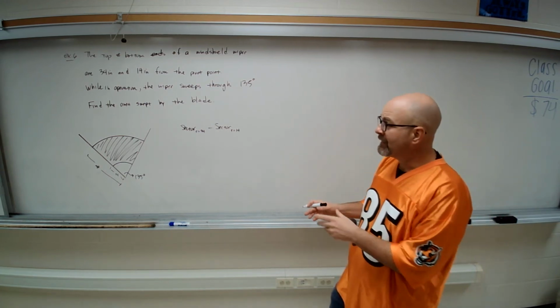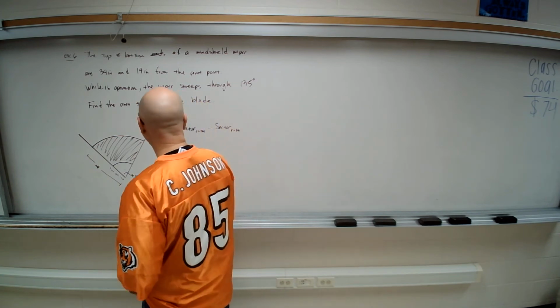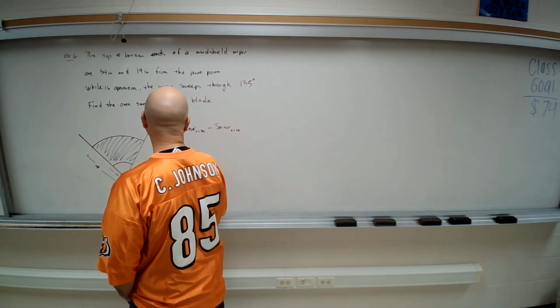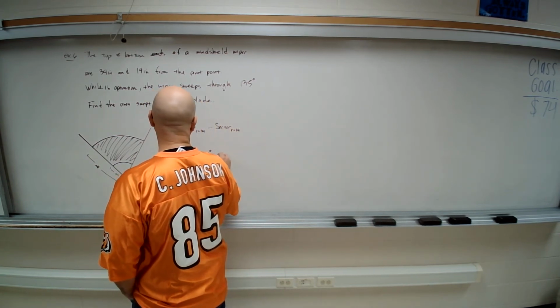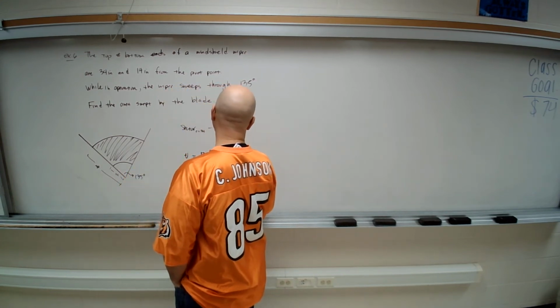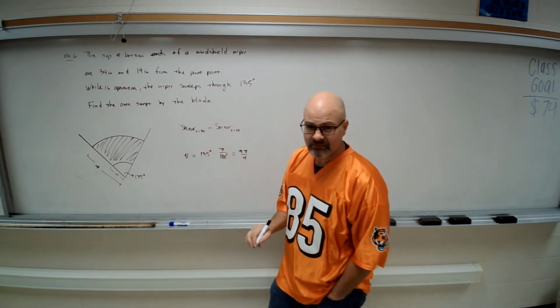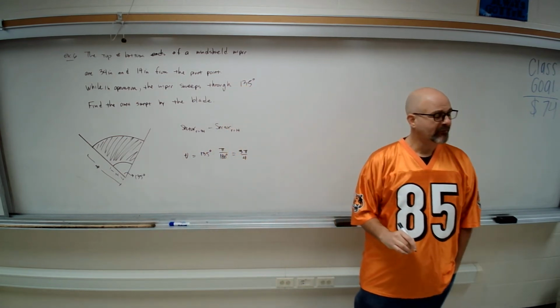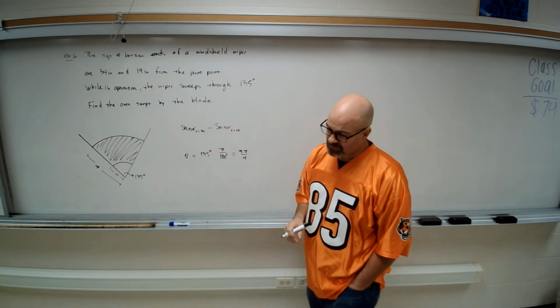So again, with this, we have a central angle of 135, but we need to convert that into radians. So 135 times pi over 180 gives us 3 pi over 4 radians. That's halfway through the second quadrant, take it to the unit circle.